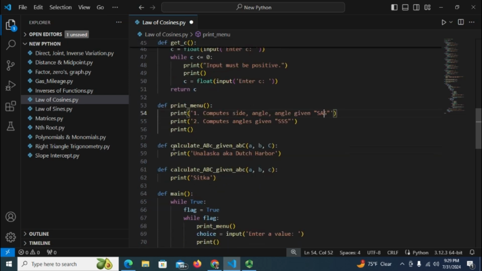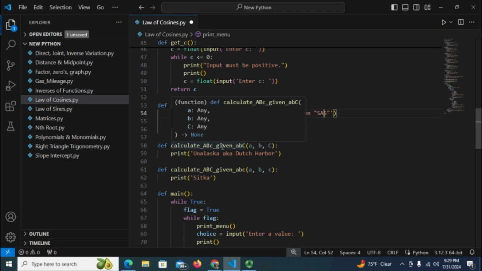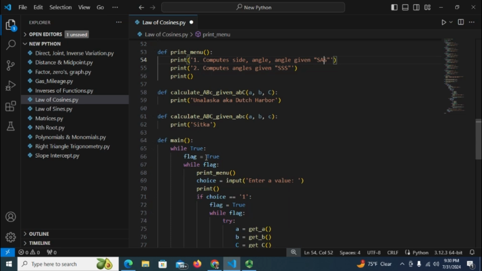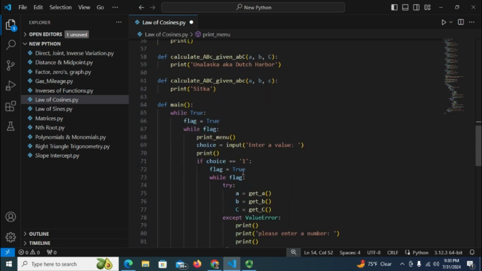All right, and then here we have the two functions that do the calculations and computations that we need in order to make this program. So right now they print cities in Alaska, so Dutch Harbor and Sitka. These are the prints that they're doing instead of any calculations. But our main program is current and it's good to go. I don't need to change anything here.